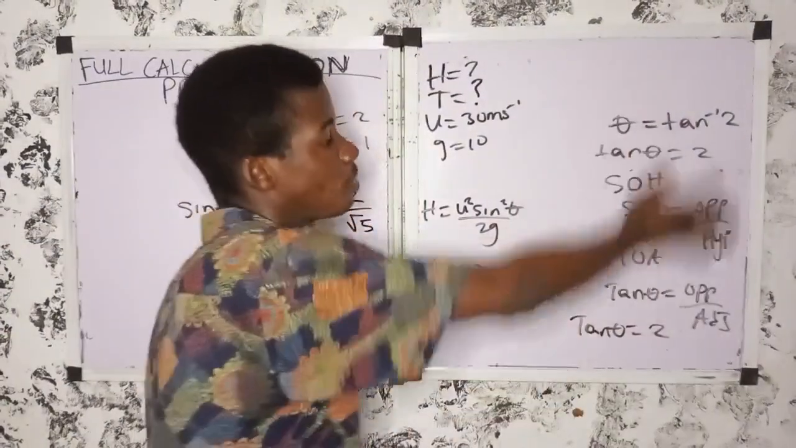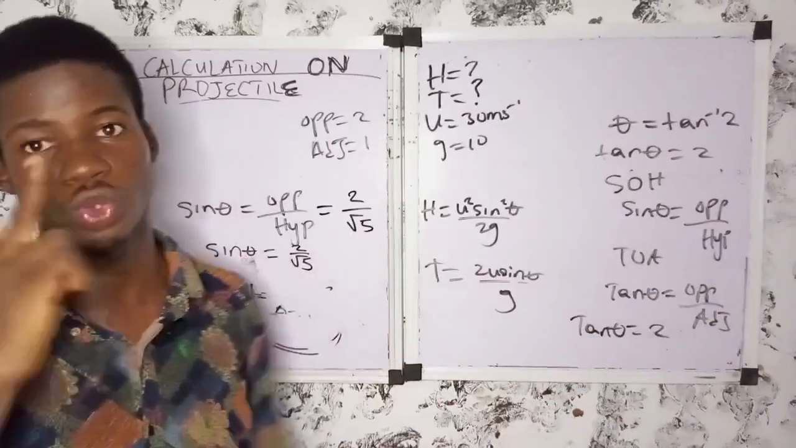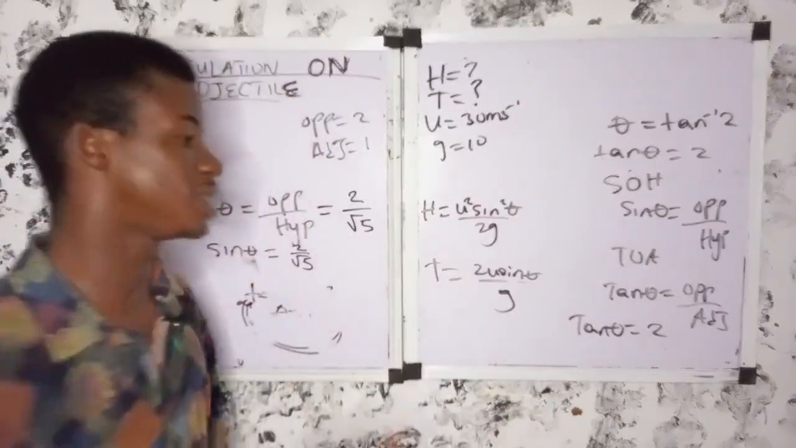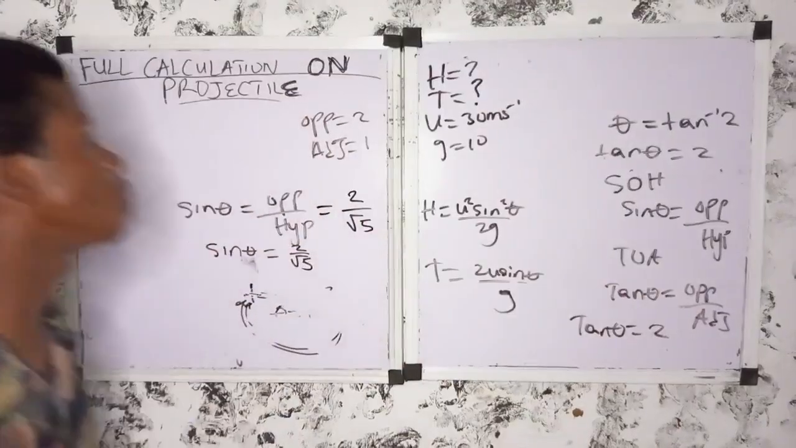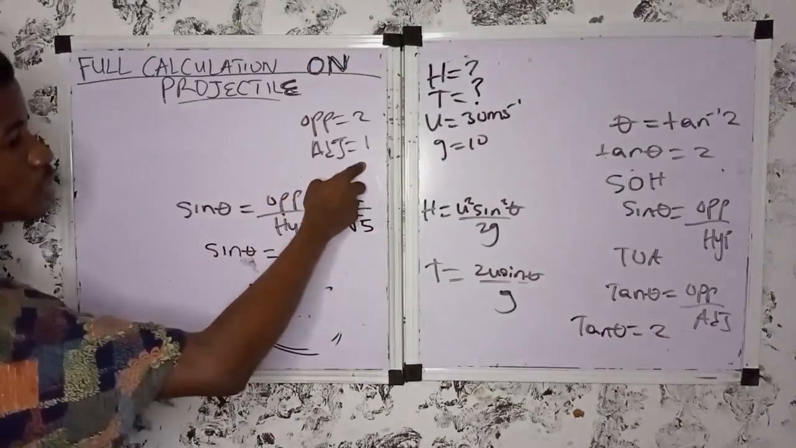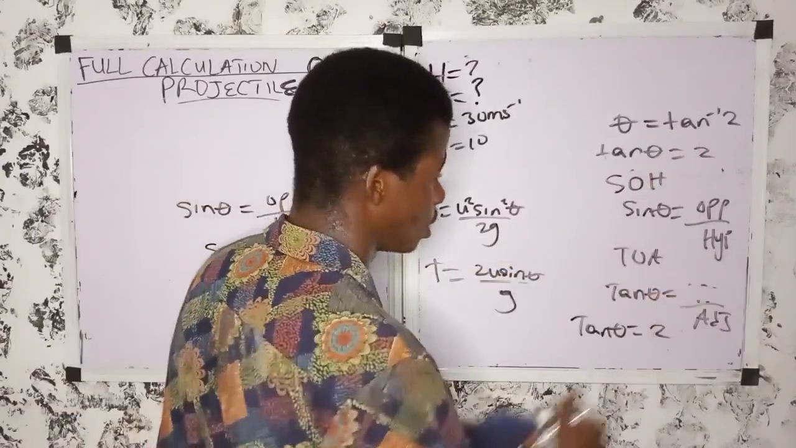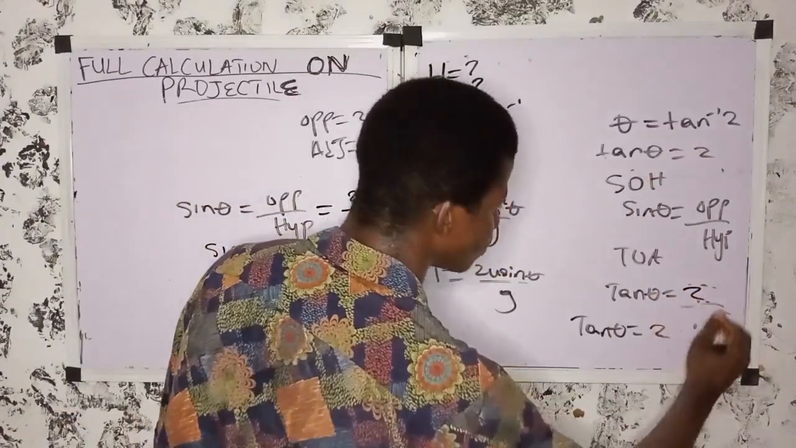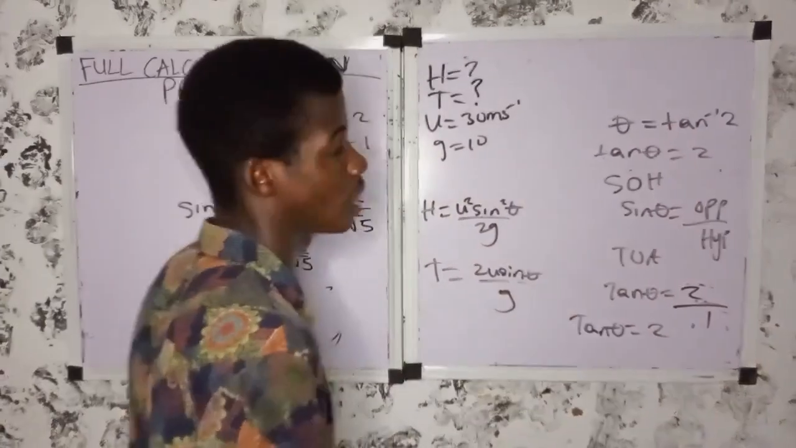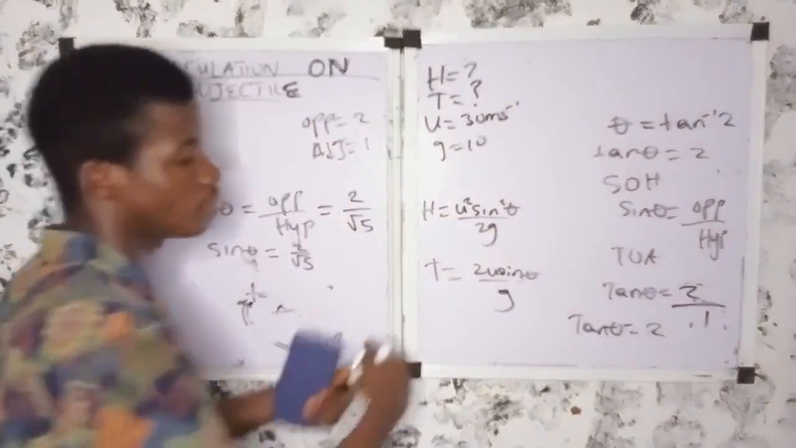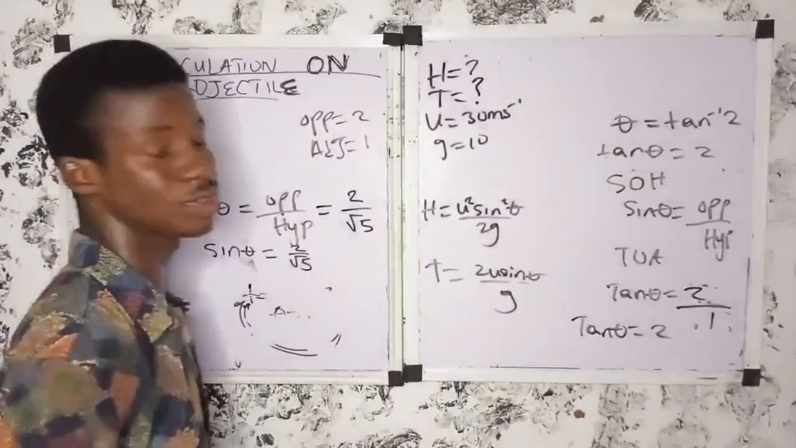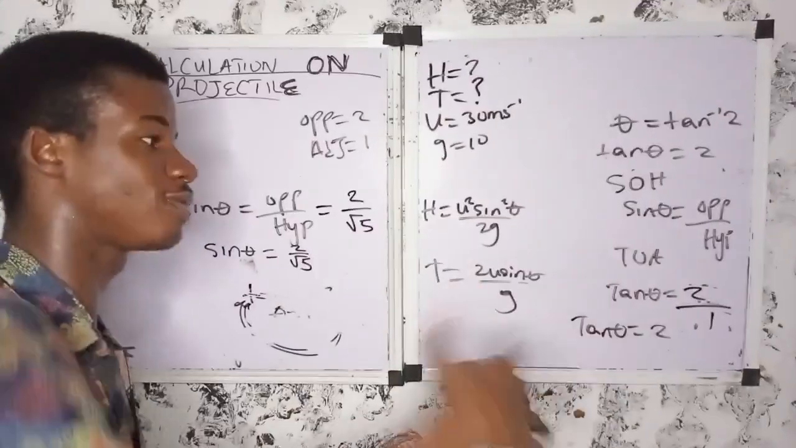So from this information, we find out that opposite is 2, then adjacent is what? Adjacent is 1. I don't know if you understand. Opposite is equal to 2, adjacent is equal to 1, because if they divide each other, we arrive at 2. 2 divided by 1 gives 2. So that tells you that if the opposite is 2, then the adjacent is 1, because tan theta is equal to opposite over adjacent.